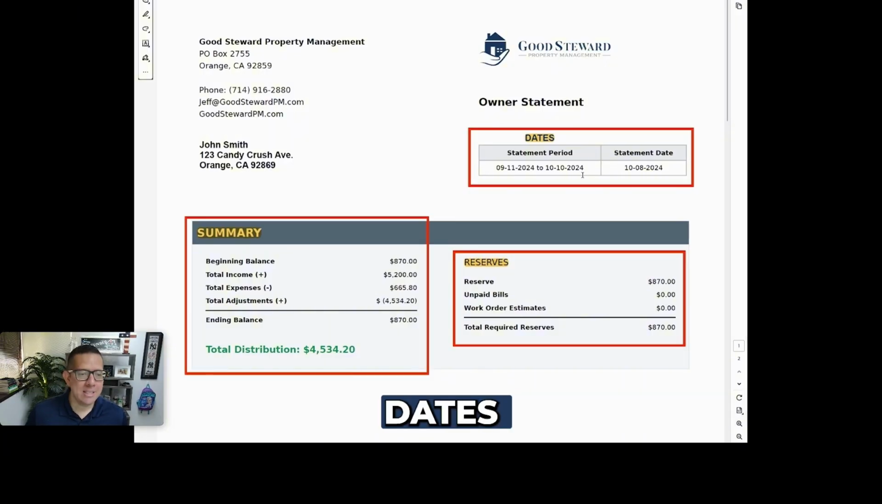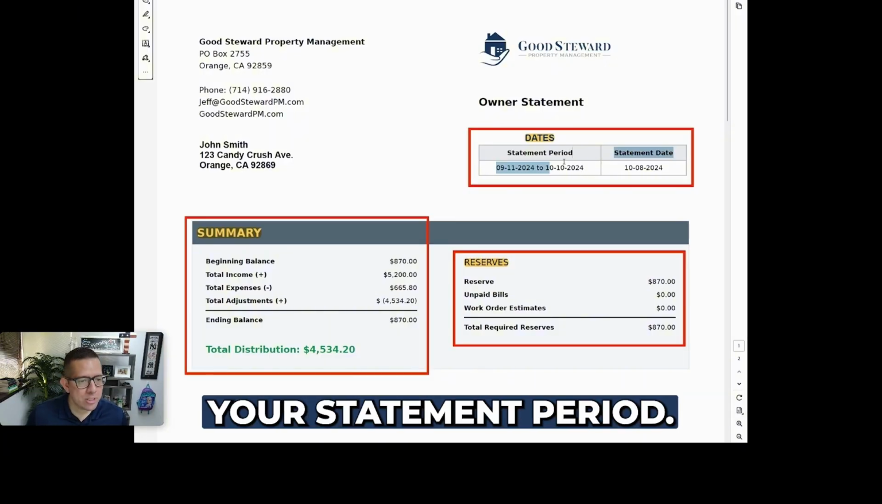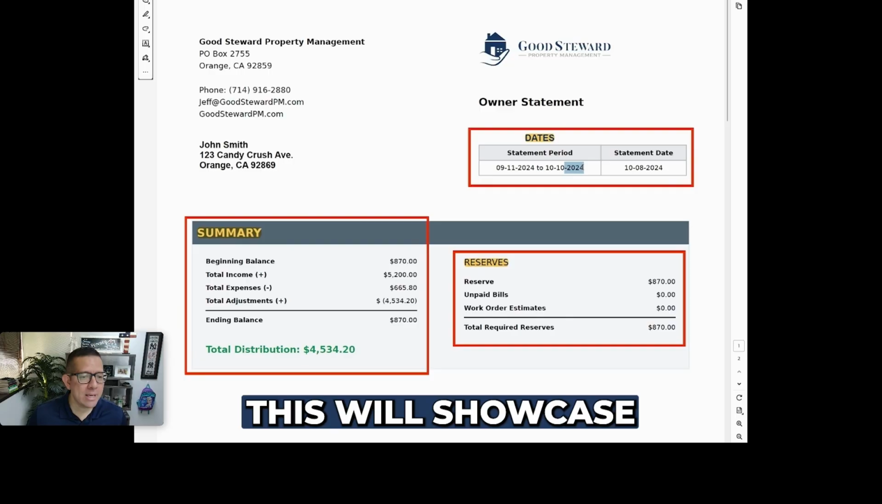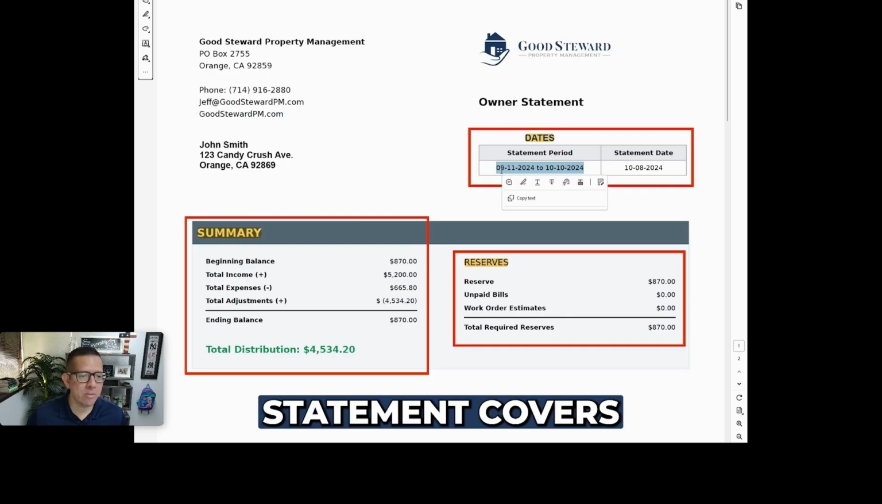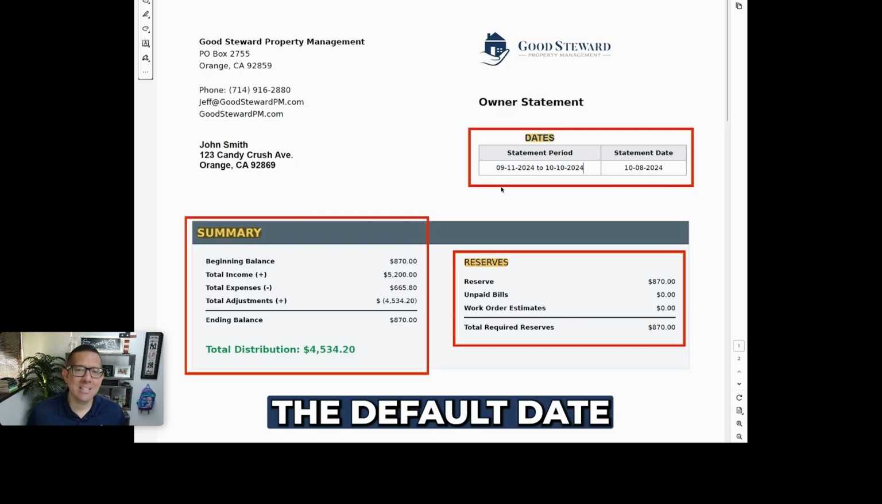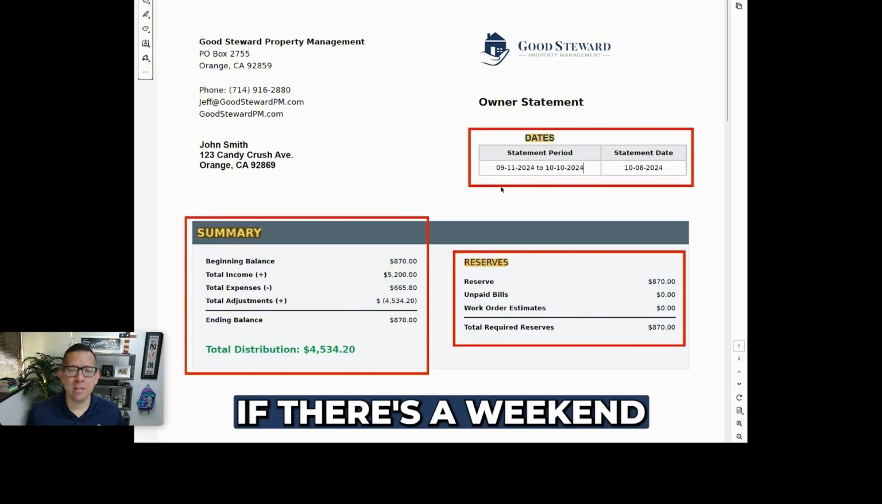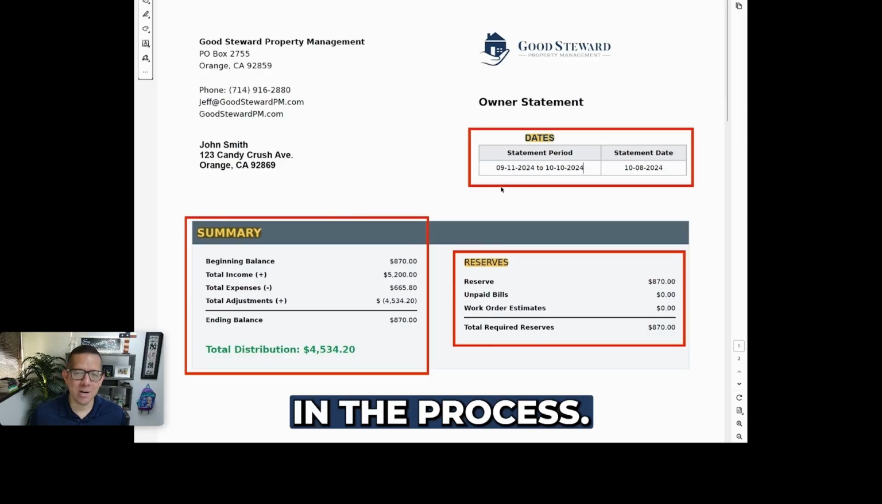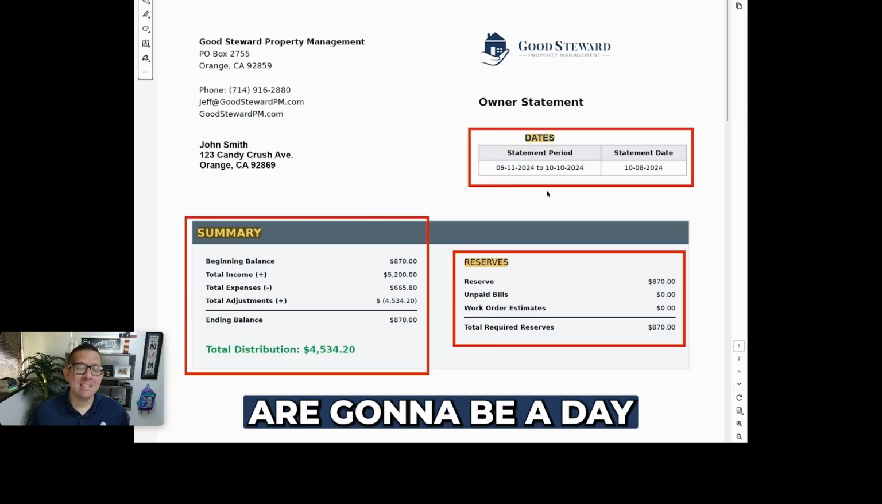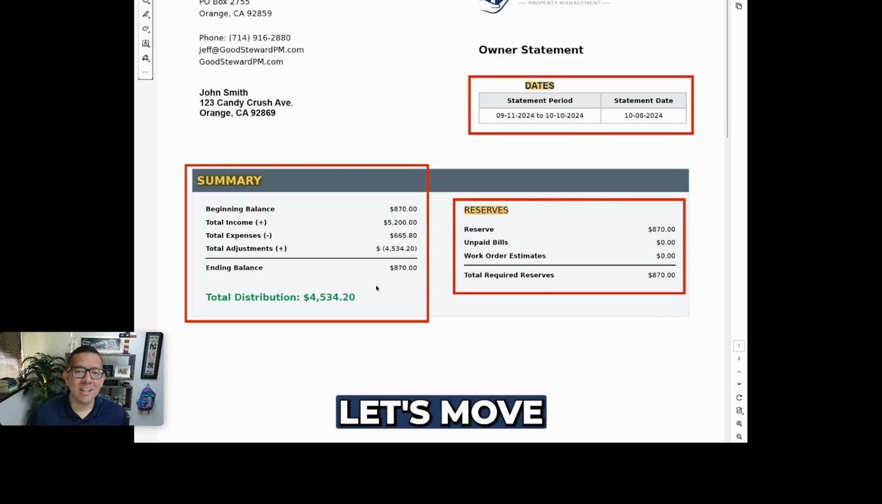For the first section, dates, on here you're going to see your statement period. This will showcase the period of time that the statement covers. For our company, the default date that we process owner statements is the 7th of the month. However, depending on the situation, this can fluctuate a day up or down if there's a weekend and/or holiday in the process. For the most part, the statement dates are going to be a day after last month's statement through the 7th of the current month. Next, the statement date is the date that the statement was prepared.